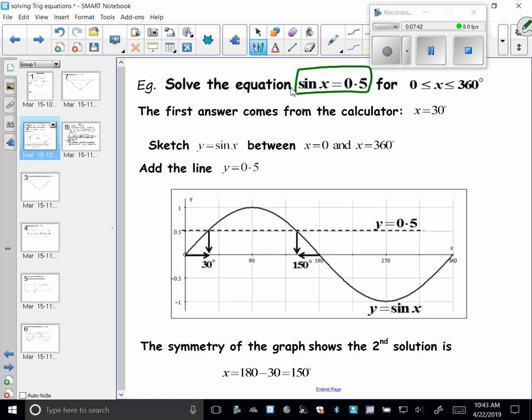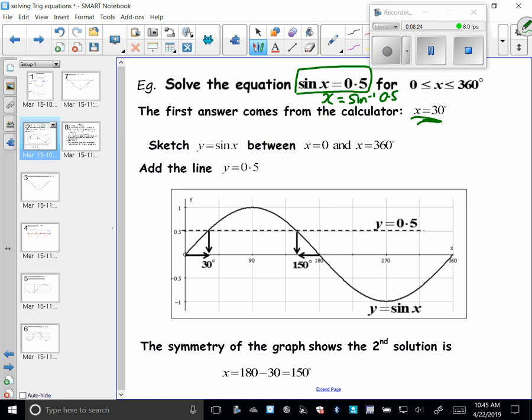Now, we know from GCSE level, what can we do to find one of the values? How am I finding this missing value if I know that sine of something is 0.5? Inverse sine. Perfect. So we just do sine to the minus 1 of 0.5 and put that in our calculator. If our calculator is in degrees, we would find that the answer is 30. So we say, we're done, let's move on.